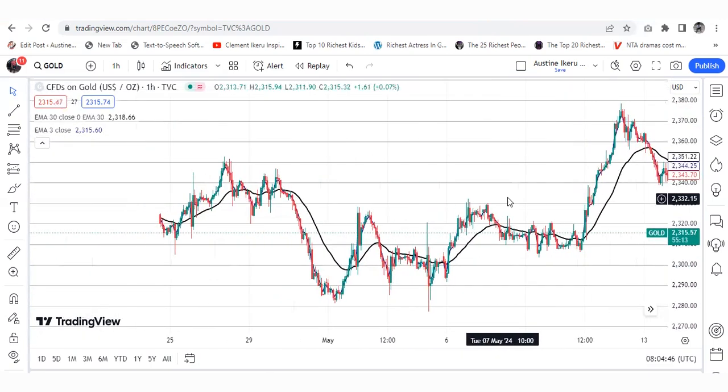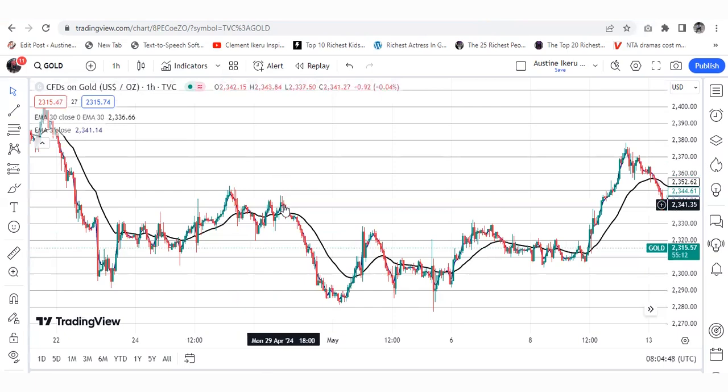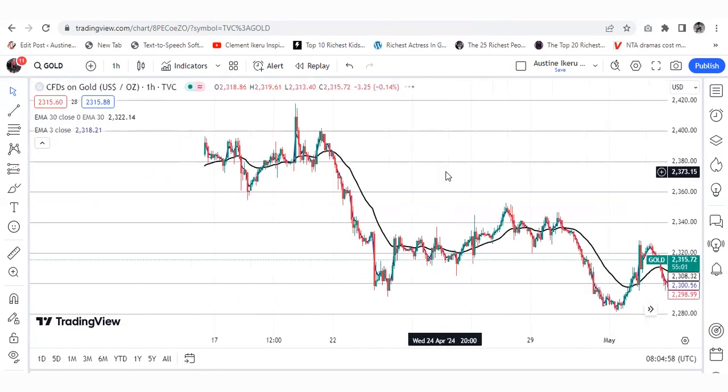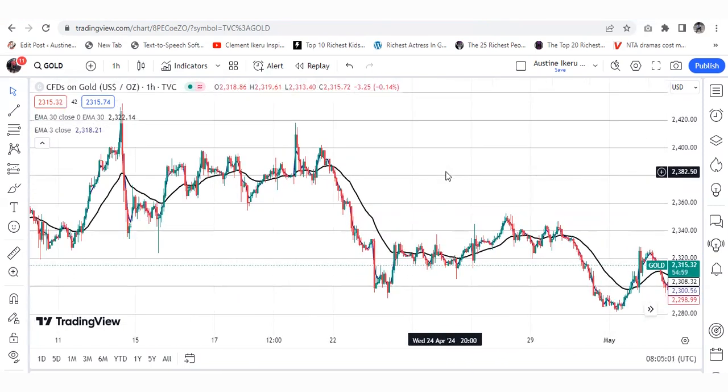Let me give you an example again. You can see the crossover. Each time price crosses below the moving average, a downtrend begins, and each time price crosses above the moving average, an uptrend begins. So the moving average can also be used to trade as a breakout. In other words, you can use it as a crossover. Whenever there's a crossover, you take action.